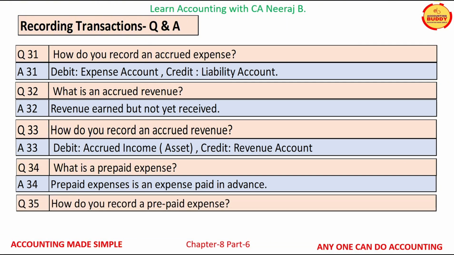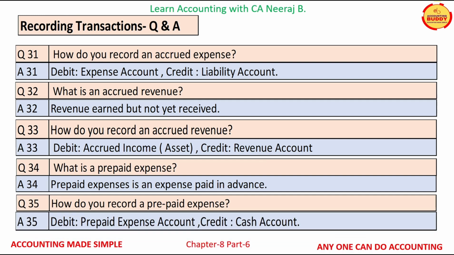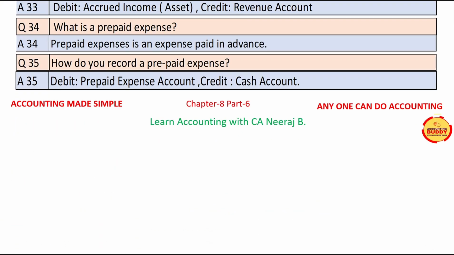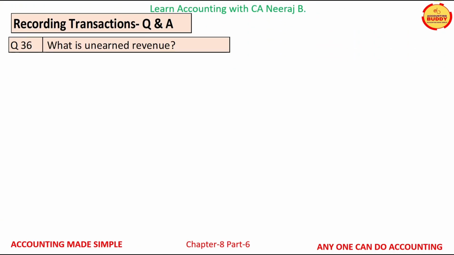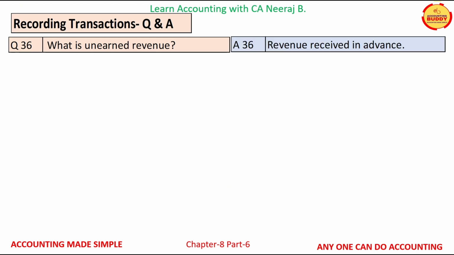Question number 35. How do you record a prepaid expense? The answer is debit prepaid expense account and credit cash account. Question number 36 is, what is unearned revenue? The answer is revenue received in advance.